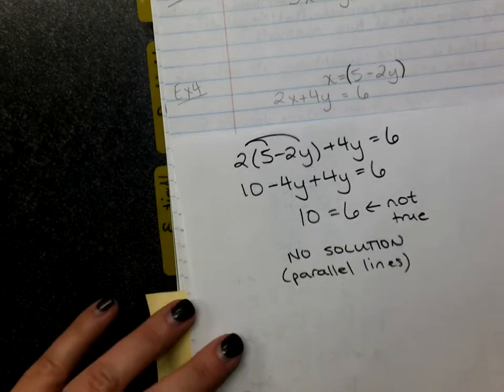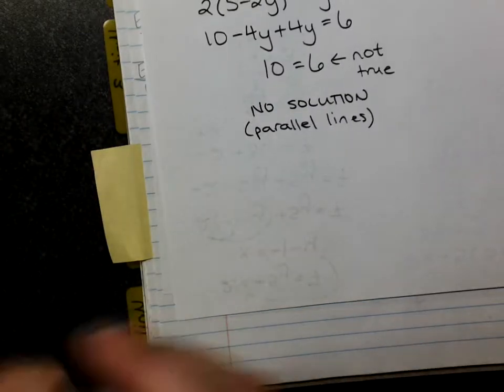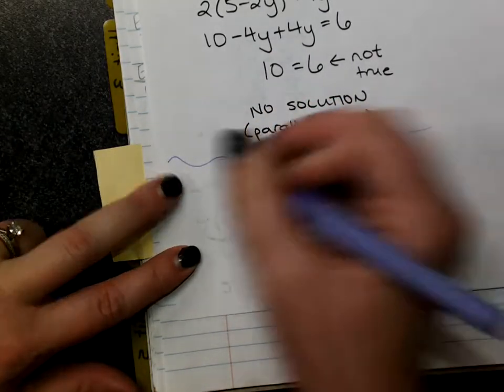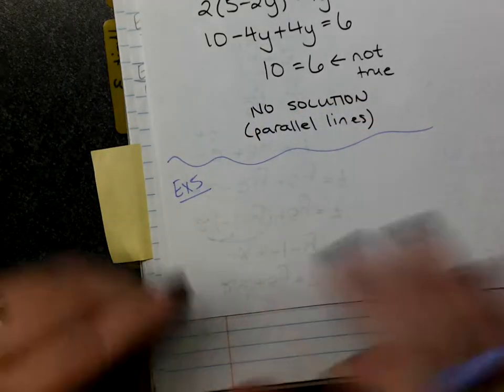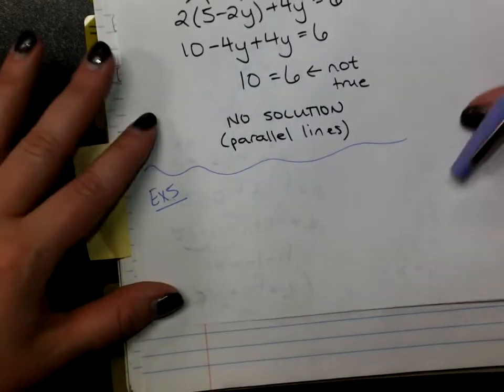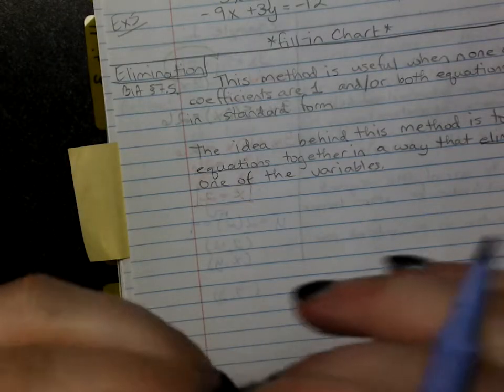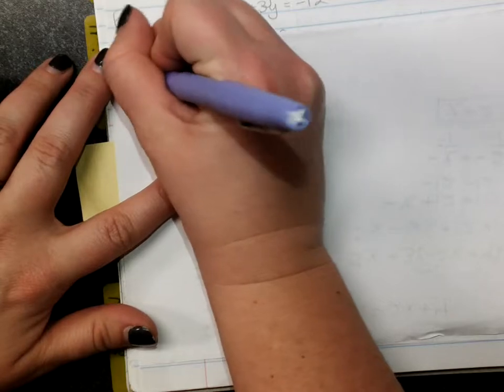Alright, let's look at one more for substitution method. This is example 5. This one also works out a little strange. Let me make sure the projector's lined up here. Give myself some more space. Alright, example 5.